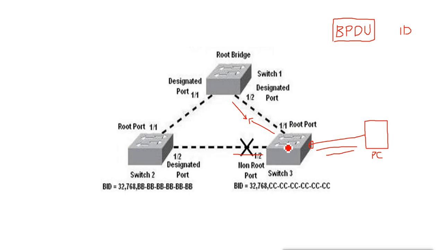Now when the port is in blocking state, it will not send any BPDUs, but still it will listen for BPDUs. That means if the port is in blocking state, then it can accept any BPDUs coming from that port, but it will not send any BPDU to any other machine from that port. That is the blocking state.